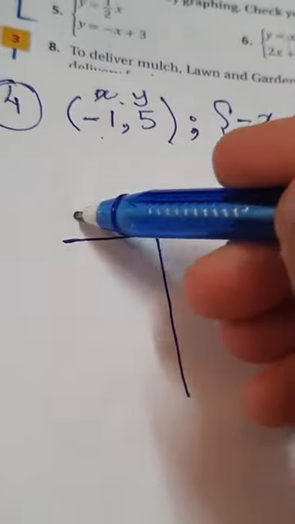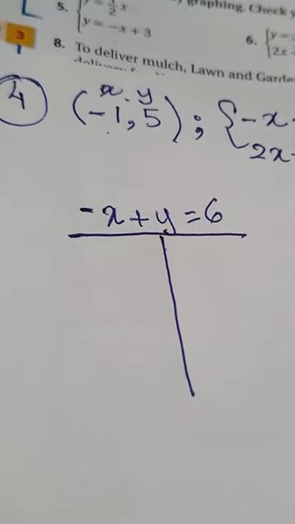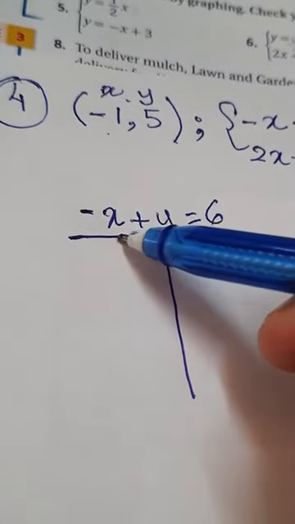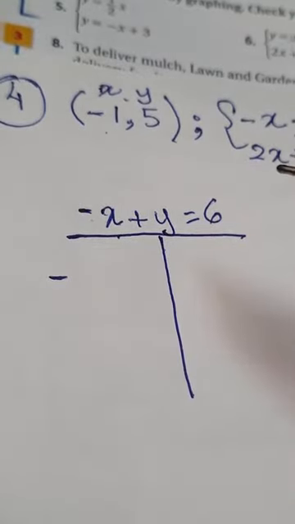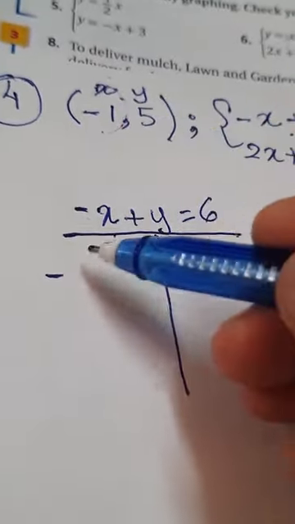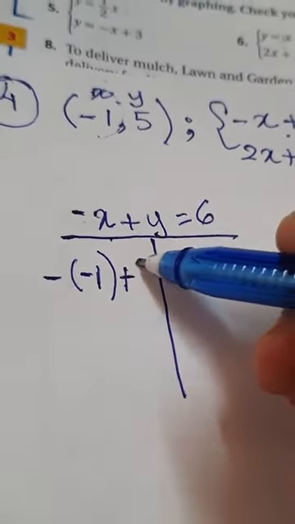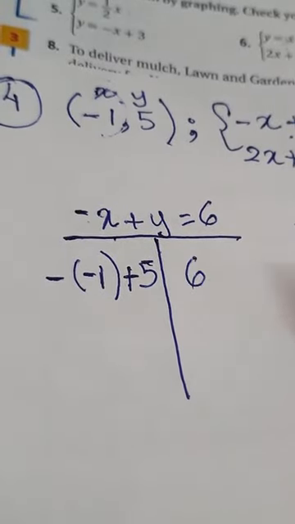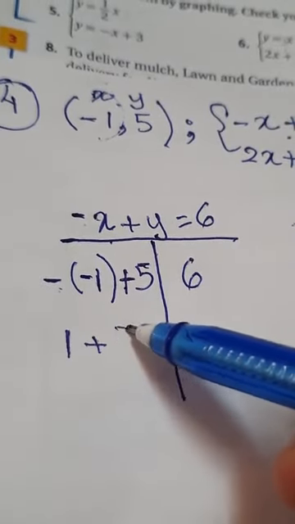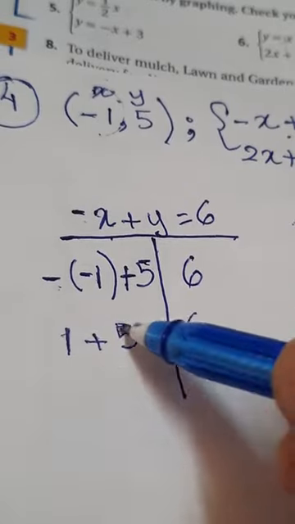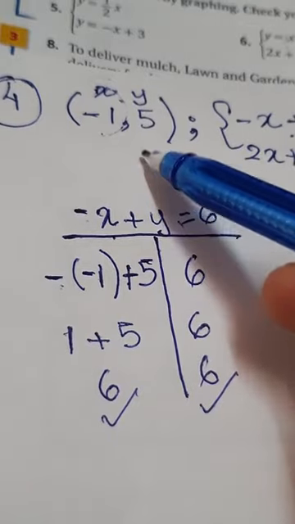Write the first equation, that's minus x plus y equals 6. Okay, so in place of x, you will replace the x with the value which is given. So this minus is already in the question. Okay, so here the value of x is minus 1. So it is going to be minus minus 1 plus y is 5. And this side, it should be 6. So minus into minus, that will give you plus 1 plus 5 equals 6. So 1 plus 5 is 6 and it is 6. So which means for this equation, the ordered pair is correct.